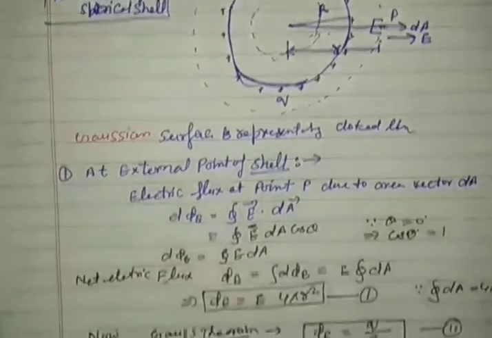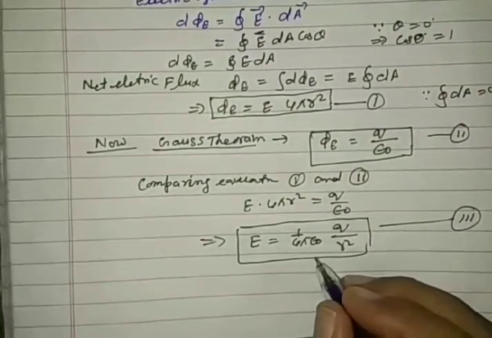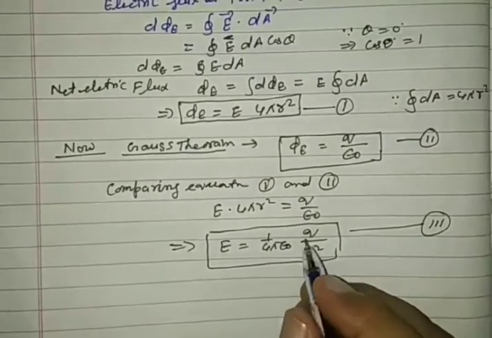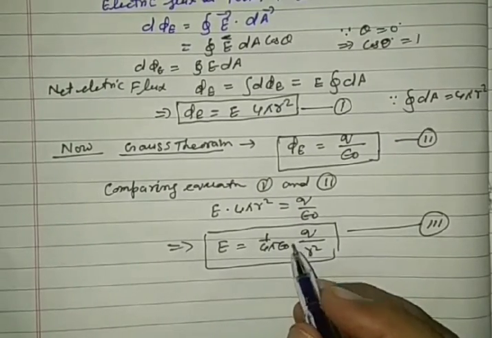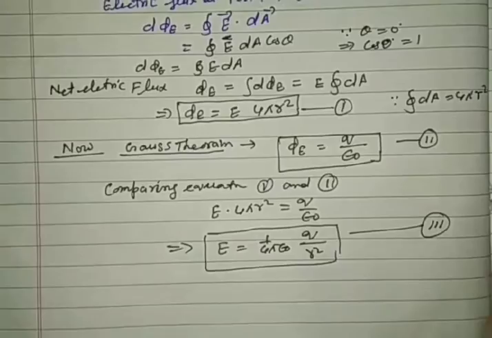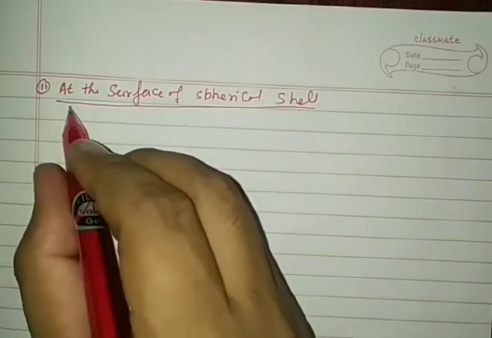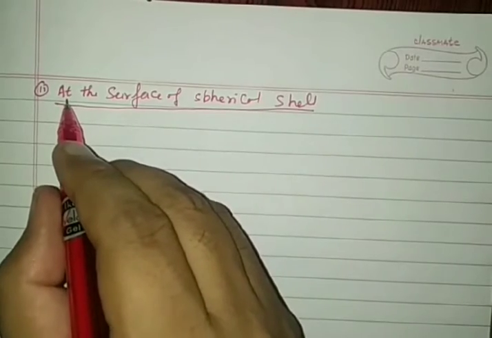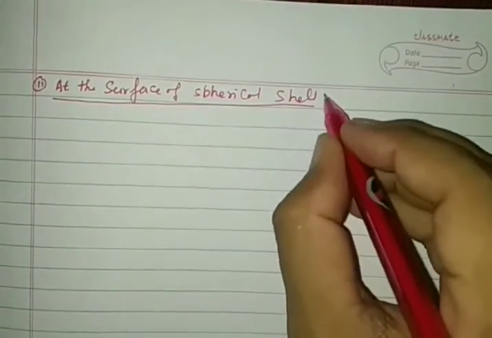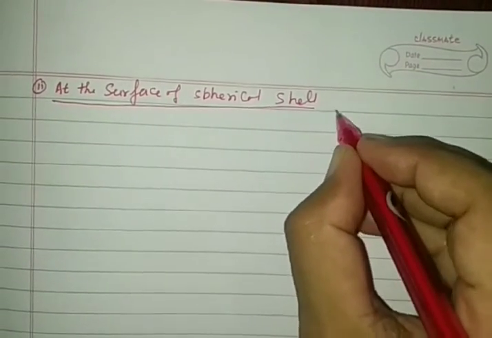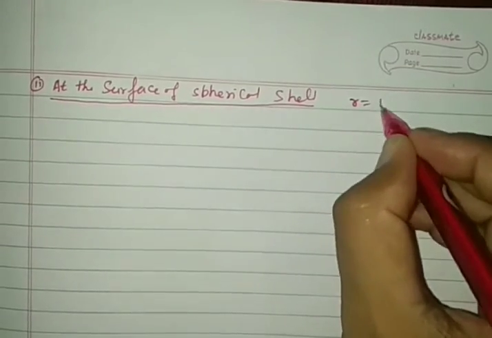It is given by this formula. Is it clear? So there should not be any doubt regarding it. Now we are coming to the next page. Now we are going to see the formula for electric field at the surface of a spherical shell. Surface of a spherical shell means r is equal to capital R.